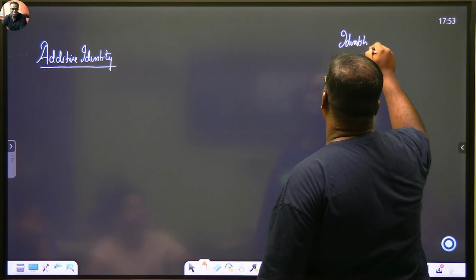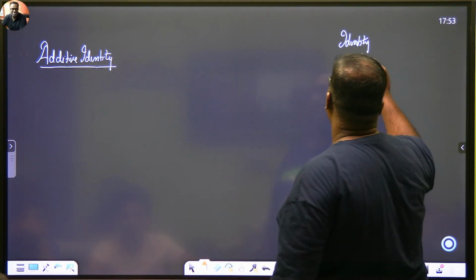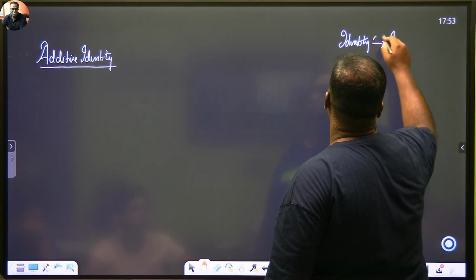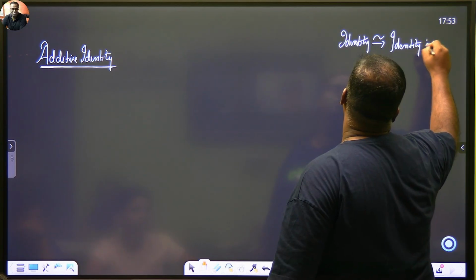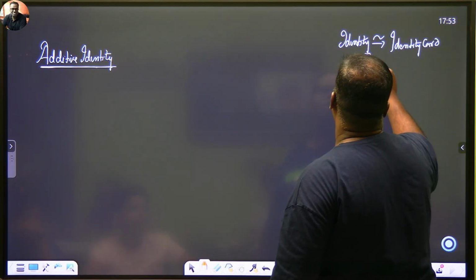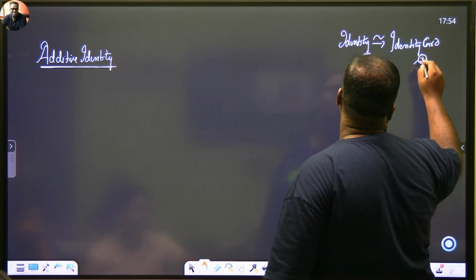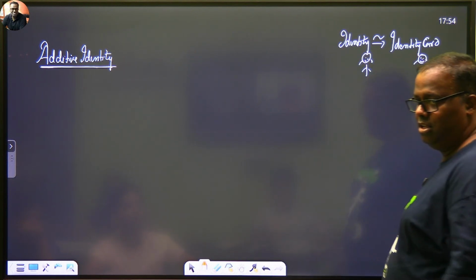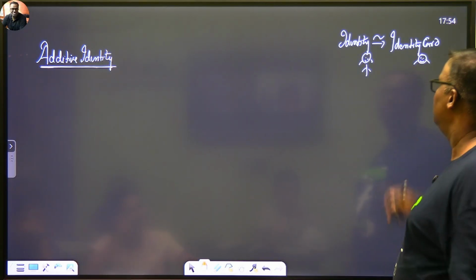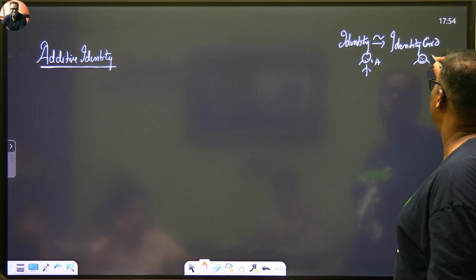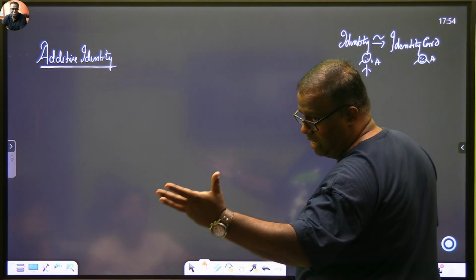This is the way to remember it. This is nothing, there's no science involved. This is my way of remembering. If you like, you remember. Identity is similar to identity card. Do you agree? If we have Abhigya here, there also we see Abhigya only. We just see the small face, right? Identity card is like that. But Abhigya does not change. Remember that. So in additive identity, additive.